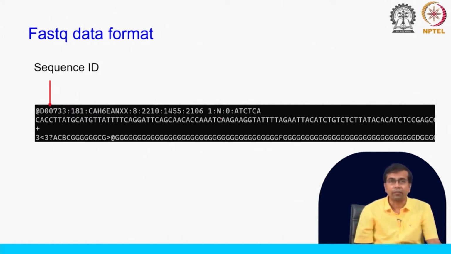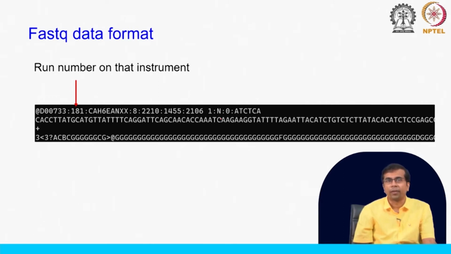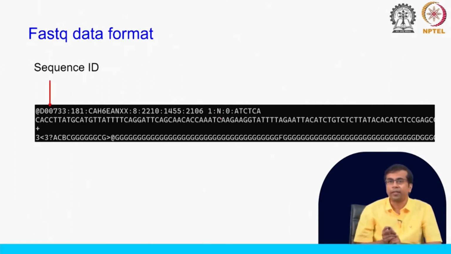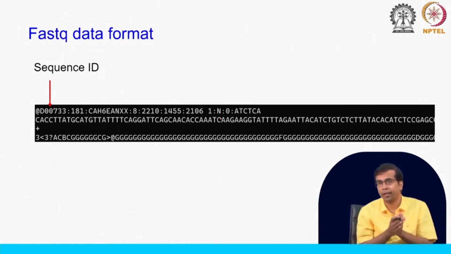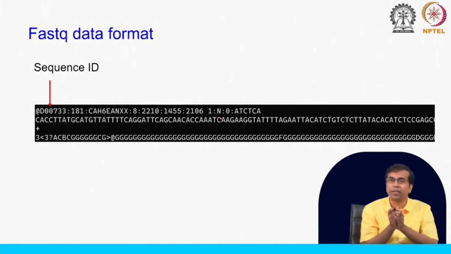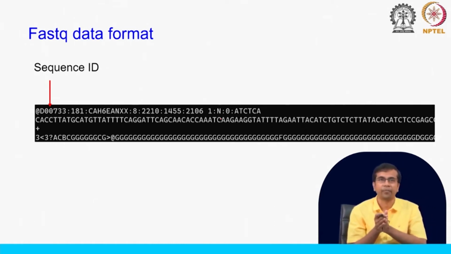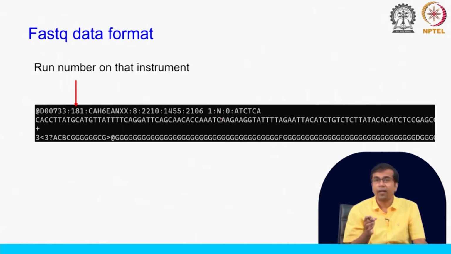The first piece of information is the sequence ID. What do we mean by this? This is actually the machine number, the Illumina machine ID, since Illumina data comes in FASTQ format. So it is D00733, this is the machine ID. Then you have the run number on that instrument, the experiment that is being carried out. In this case it is the 181st experiment on this machine.